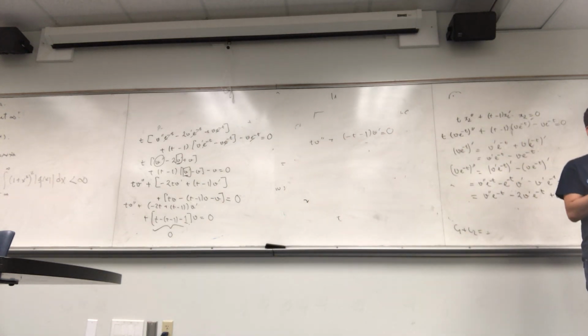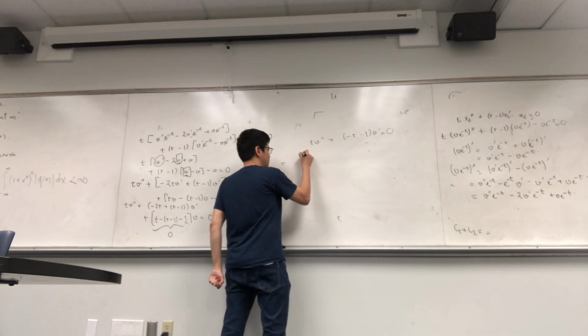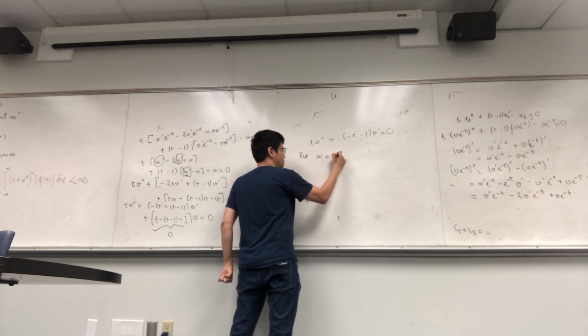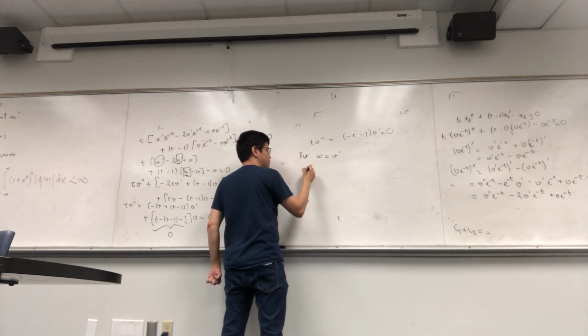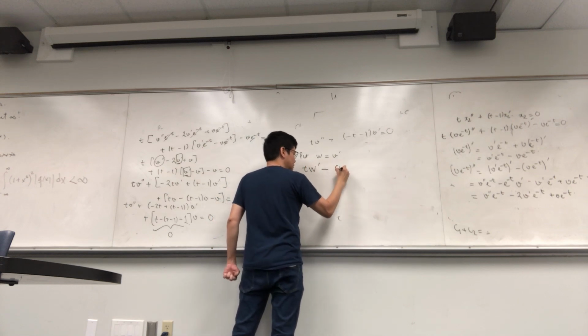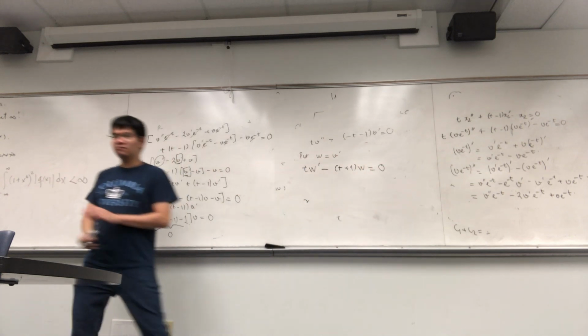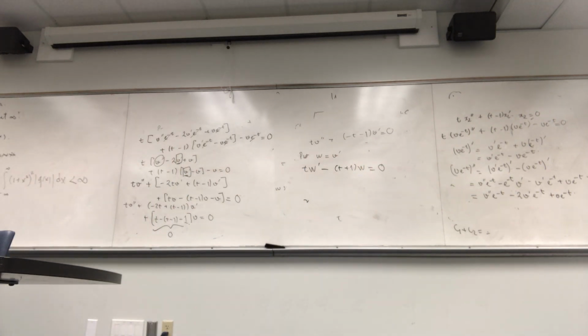You can set w equal to v' and make it a first order equation. So now we put w to be v', and this becomes a first order equation. So you have t w' minus (t + 1) w is 0. Alright? How can I solve this equation?